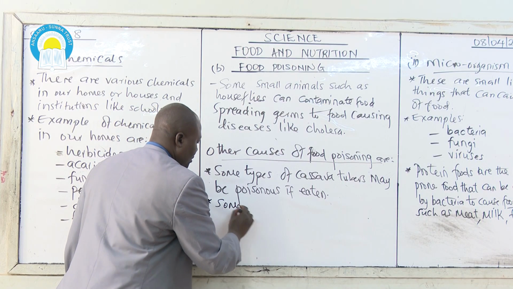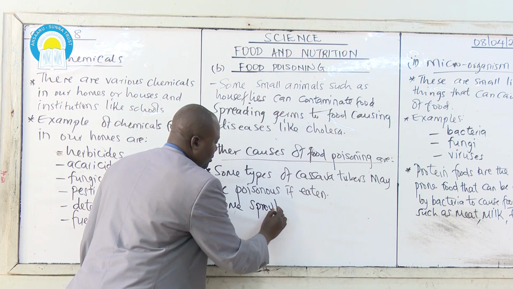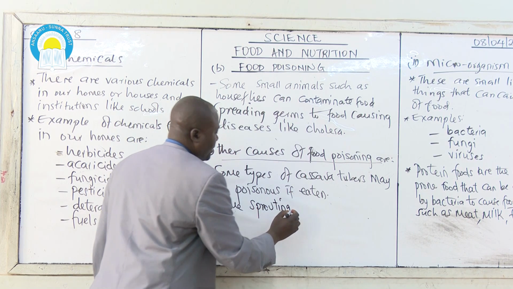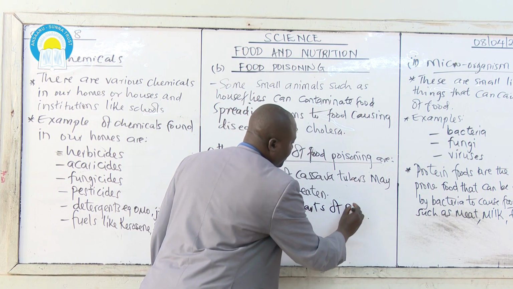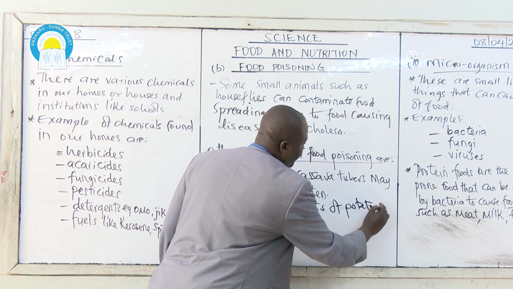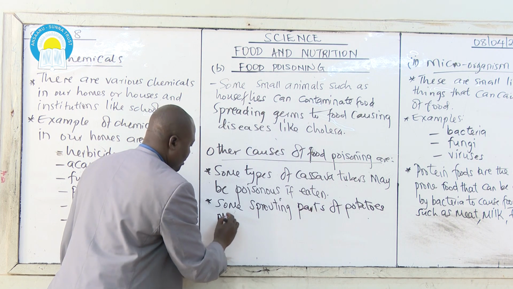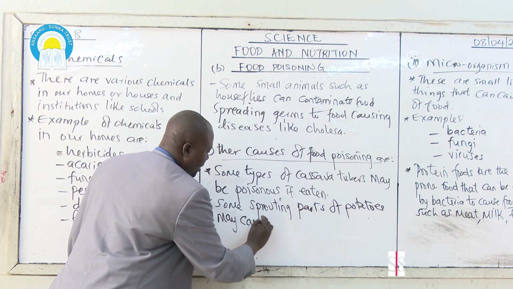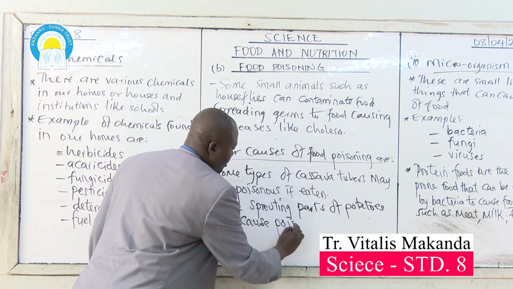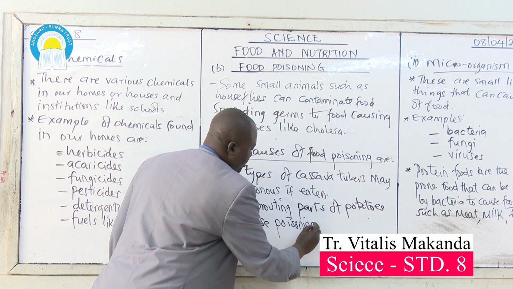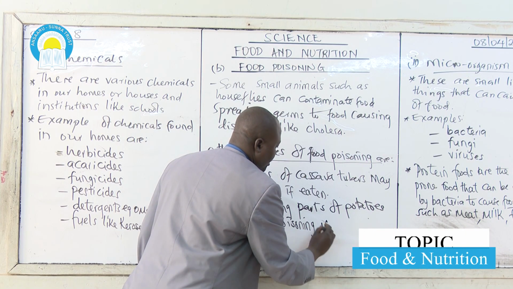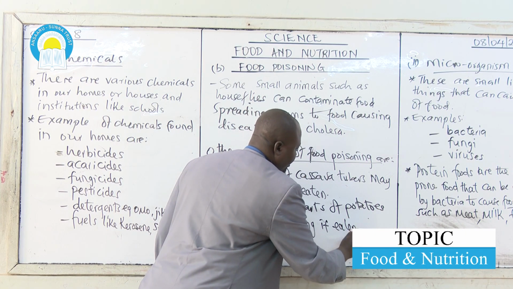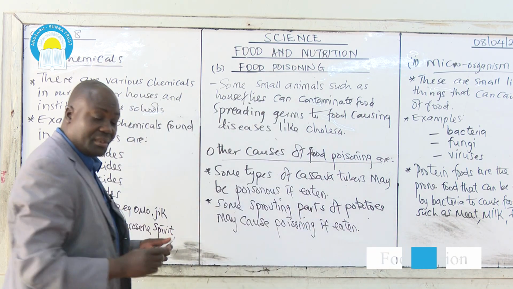Also, we have the sprouting. Some sprouting parts of potatoes may cause poisoning if eaten. So those are some of the examples.